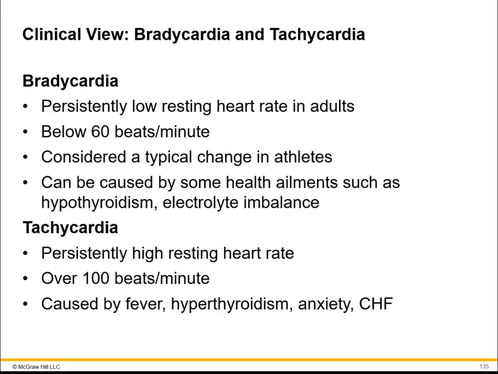Contrast that to tachycardia. This is a persistently high resting heart rate, a heart rate of over 100 beats per minute. Tachycardia can be caused by a lot of different things: fever, hyperthyroidism, anxiety, even congestive heart failure. Congestive heart failure should make sense, because remember, the heart is not able to pump enough blood forward. And so you're getting a decrease in stroke volume. So to maintain cardiac output, what do you need to do? You need to increase your heart rate.